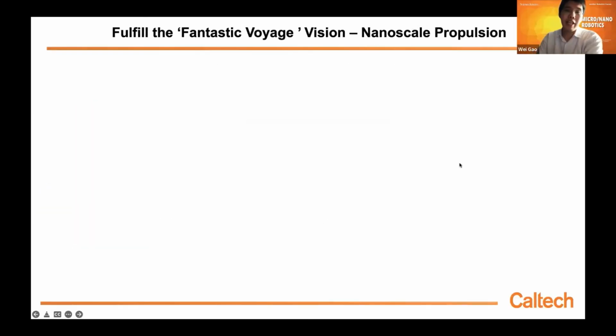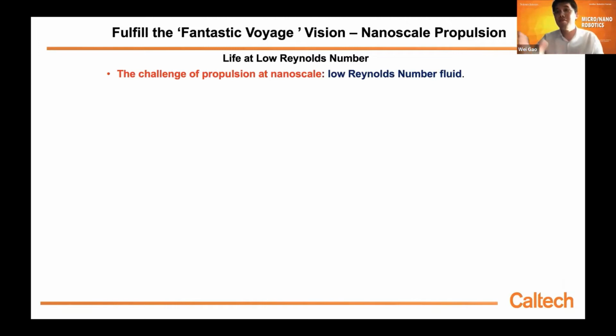But one of the key questions is to fulfill the fantastic voyage vision. How can we realize future nano vehicles? How can we power future nano vehicles? Propulsion at the nanoscale is quite challenging because of the low Reynolds number fluid.